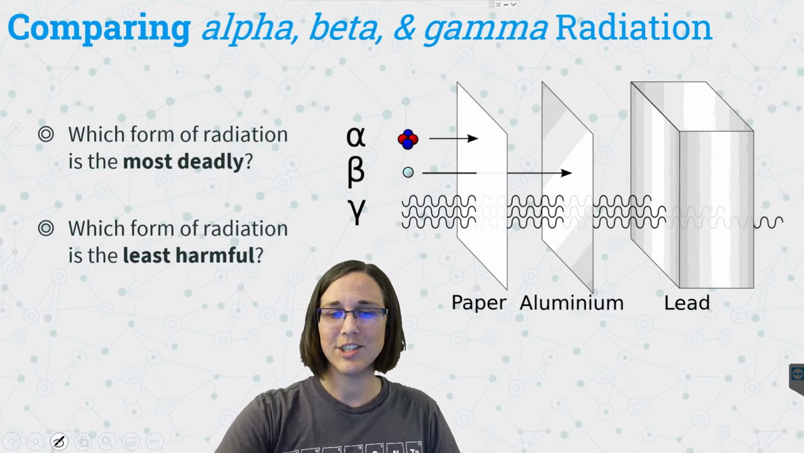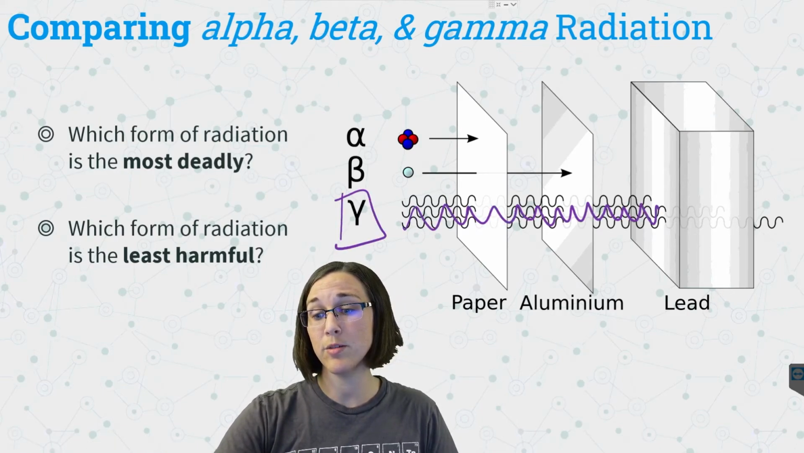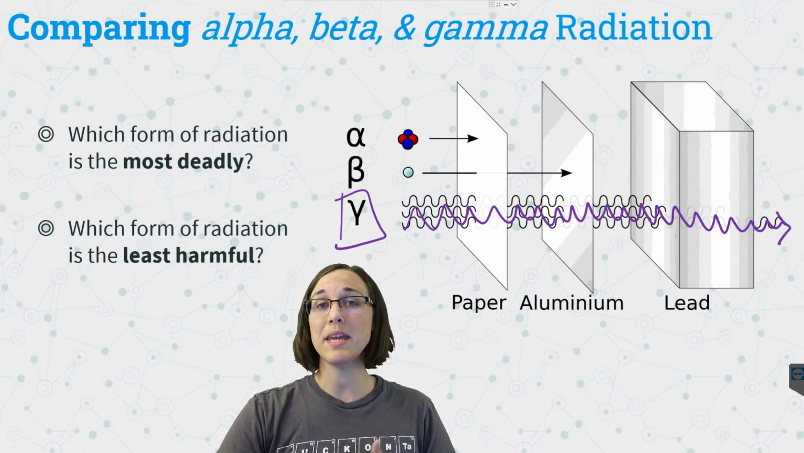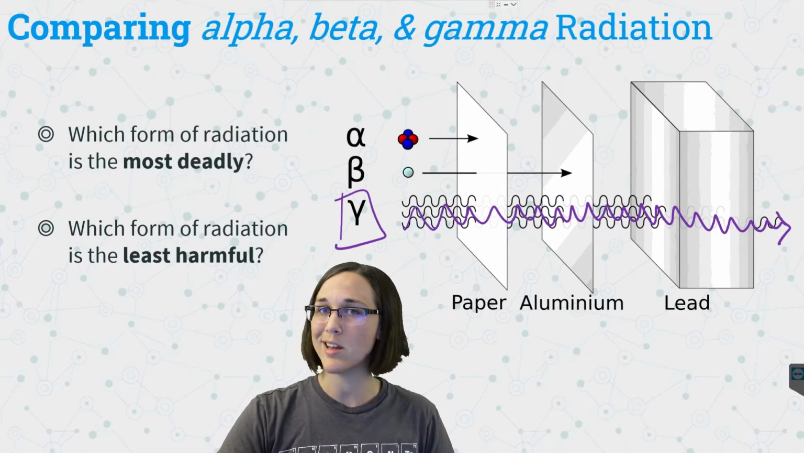And lastly, let's check out gamma. Gamma is just our high energy. We see it passes through paper, aluminum, and in some cases also a block of lead. So in terms of just being directly exposed to it, I would probably say that gamma is not our friend.